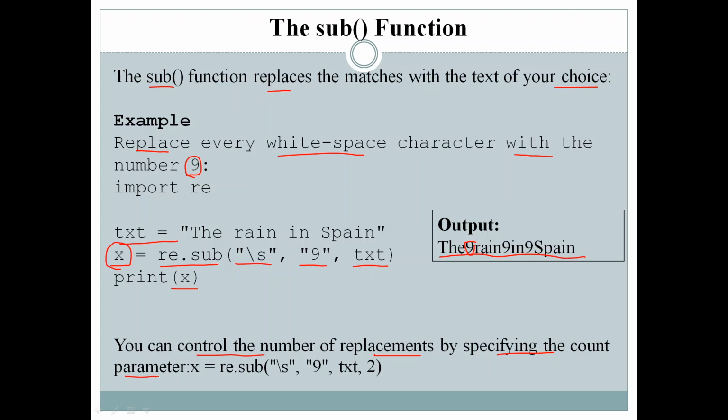If I pass 2, it will only replace the first 2 matches. If I pass 3, it will replace only the first 3 matches, 4 matches, like that, by using the count parameter. So this is about the function sub, or substitute function.